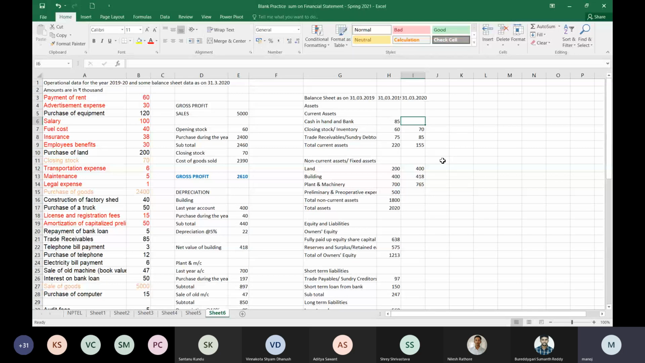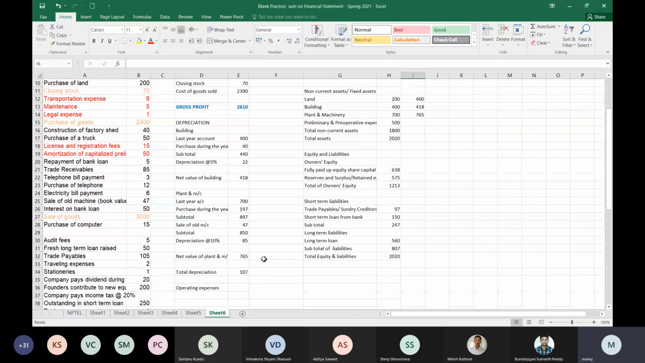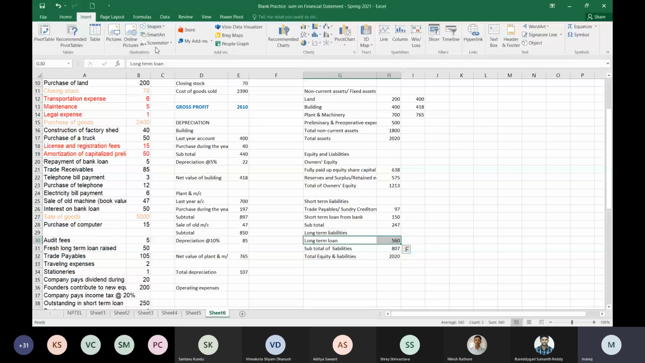Now here you see these are done, and then preliminary pre-operative, we could do it right now, but I'm not doing it. Then we get total non-current, total asset. Almost one side of the balance sheet is done. Repayment of bank loan is a balance sheet item, and that should be done with the long-term loan. You should remember that this is highly connected with the long-term loan.